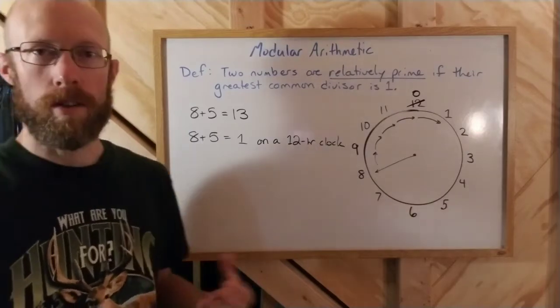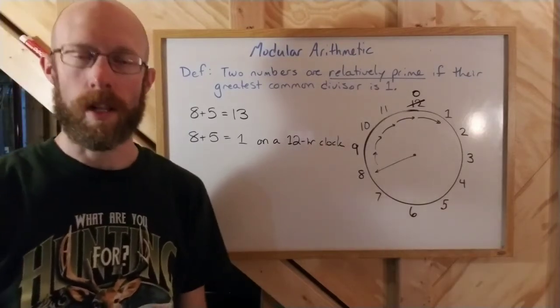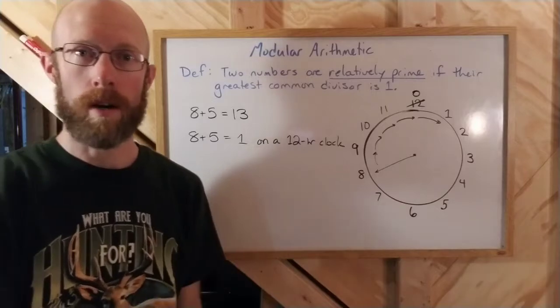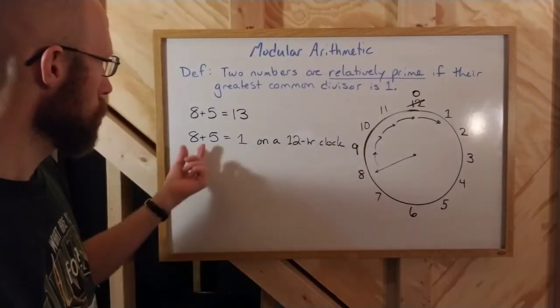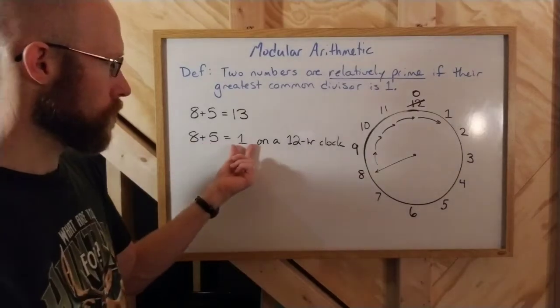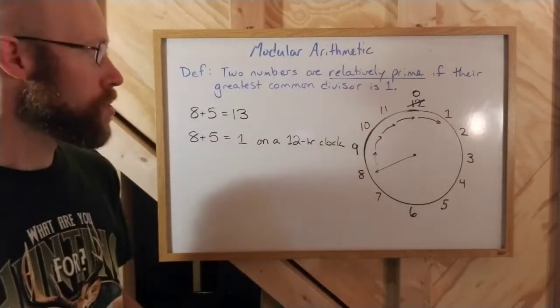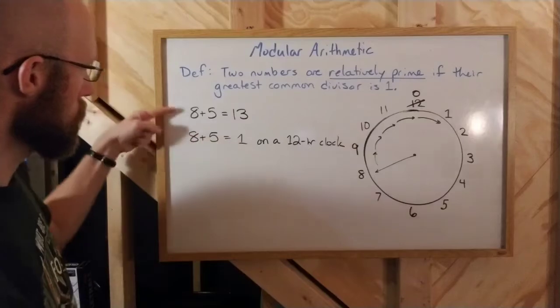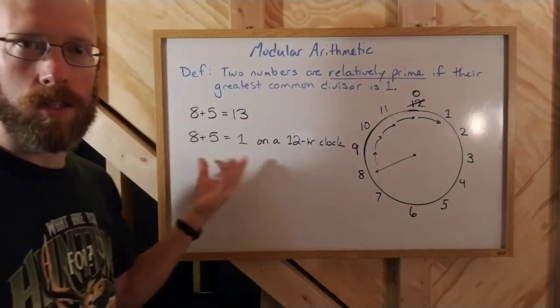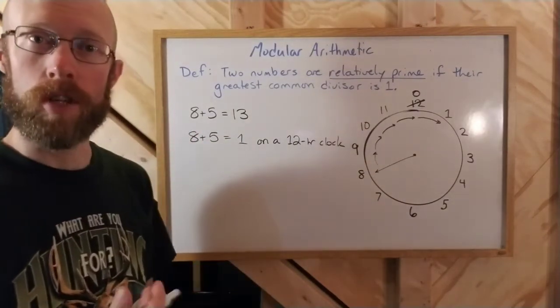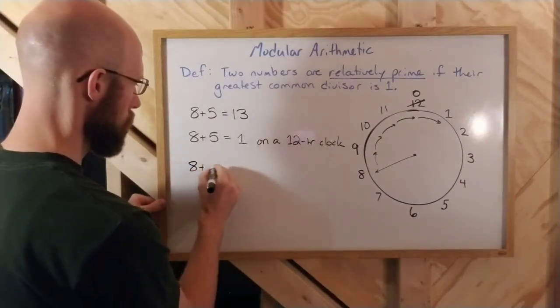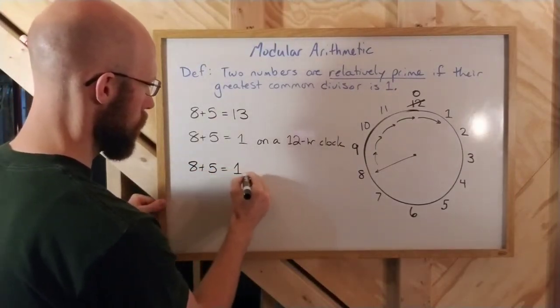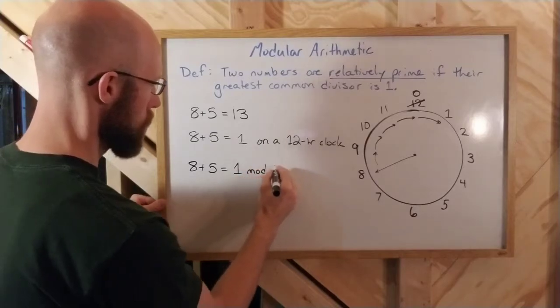So that's not our typical notation when it comes to clocks, but that's what we're going to do when we're talking modular arithmetic here. So 8 plus 5 is no longer 13, it's now 1. So our shorthand for this, because this is confusing to have two different notations, we would say that 8 plus 5 is equal to 1 mod 12.